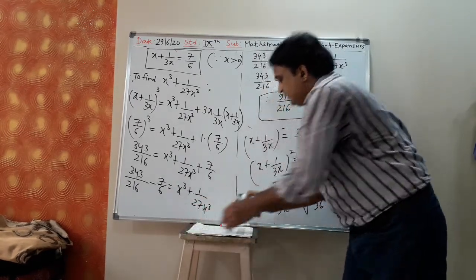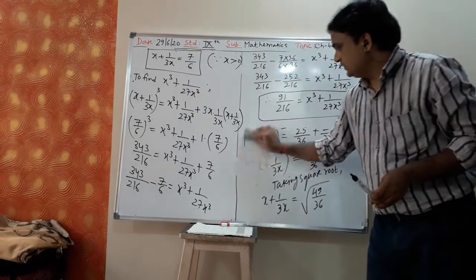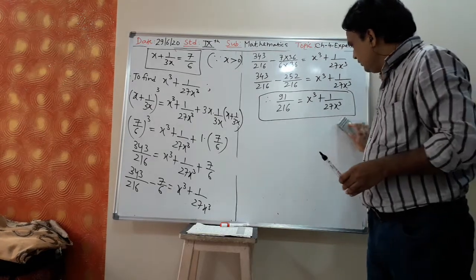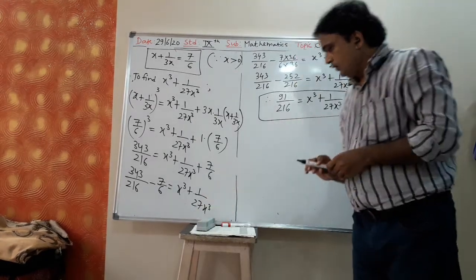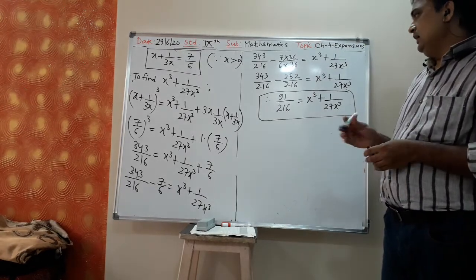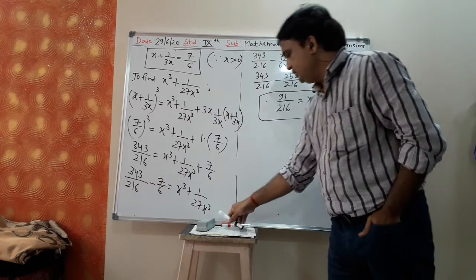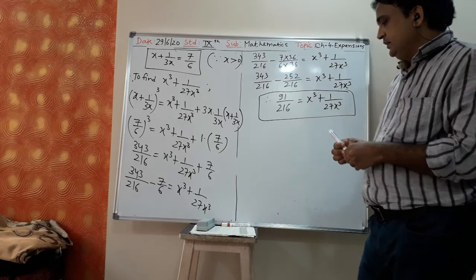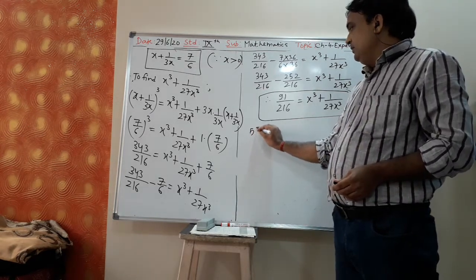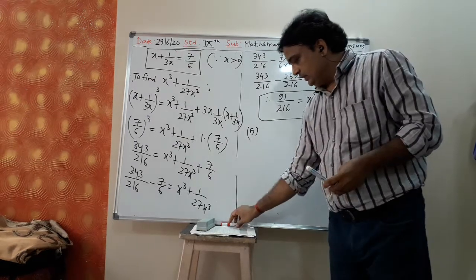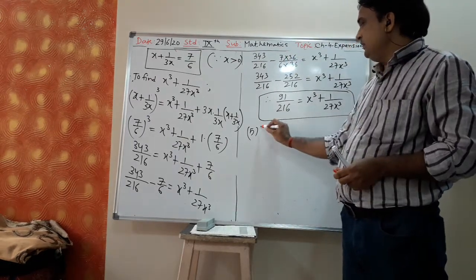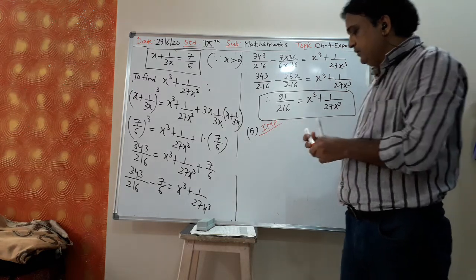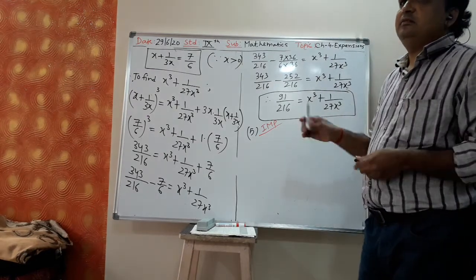The value of this is 91 upon 216. Such type of questions are important for 3 to 4 marks. If you can cut the common terms, you can cancel. If a common term is not there, you have to leave it. So this question is important. Then another important question, question number 5. Such type of problems which I am marking important can be asked in the board exam.